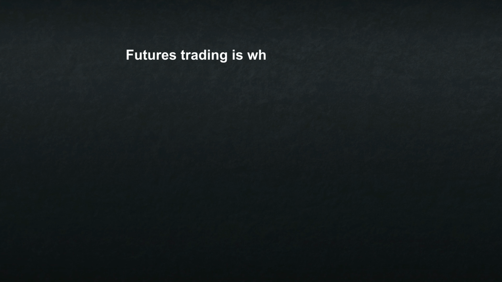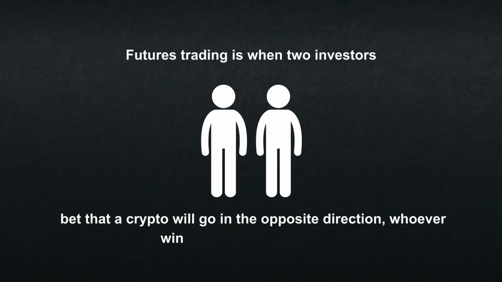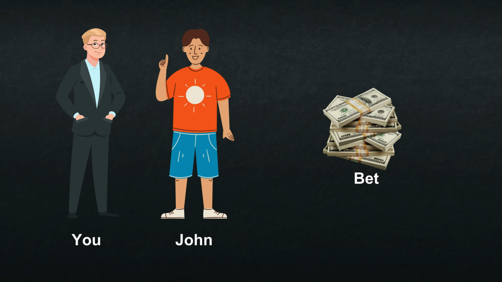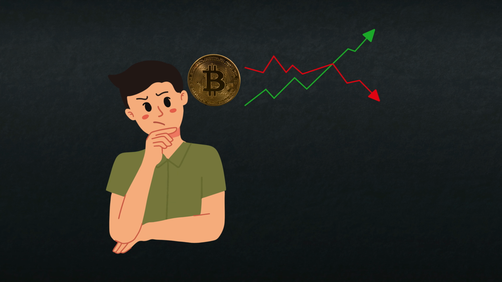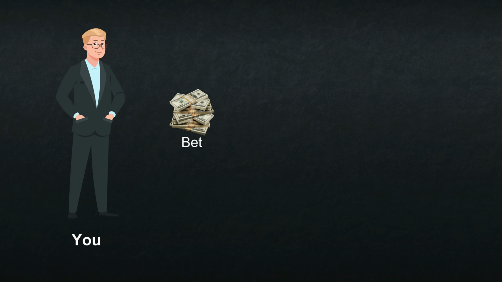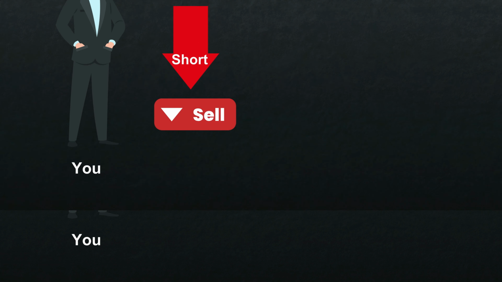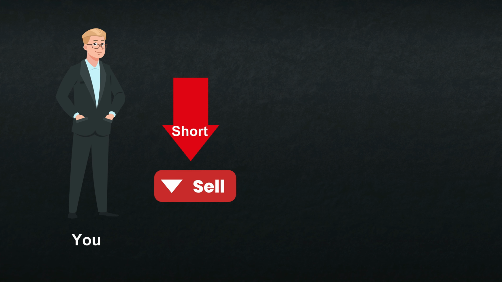Future trading is when two crypto investors bet that the crypto will go in the opposite direction. Whoever wins pays the other trader or investor. For example, let's say you and John made a bet and you guys are speculating the direction of Bitcoin with 1 BTC each. Then John is betting that Bitcoin will rise to 80,000 from the current price at 70,000. And you are betting that Bitcoin will drop to 60,000 from the current price at 70,000. What you just did is called short trading or investing.